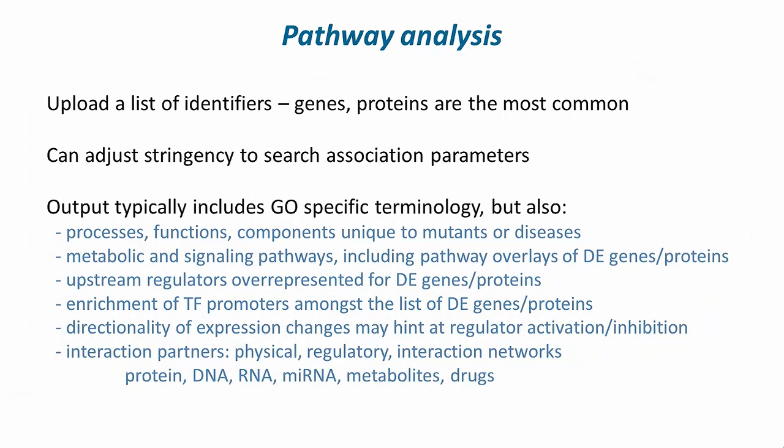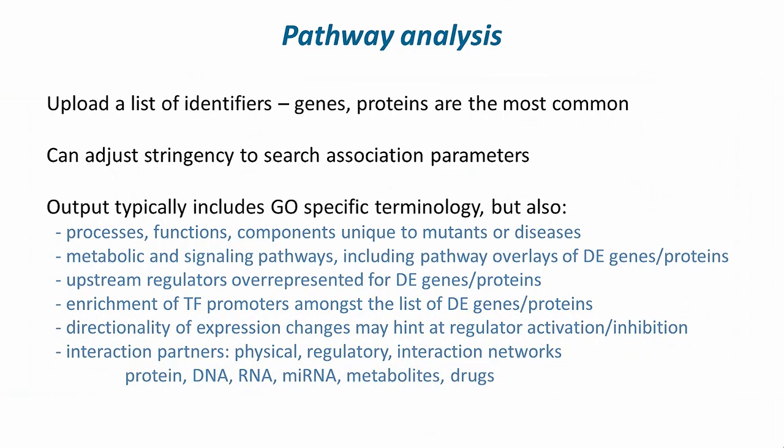Pathway analysis output typically includes gene ontology-specific enrichment, as you would obtain with gene ontology tools, but depending on the software and its range of search parameters, a number of additional categories might also be represented. This can include processes, functions, and components unique to mutants or diseases, metabolic and signaling pathways, including pathways overlaid and colored by the presence of differentially expressed genes or proteins, upstream regulators or enrichment of transcription factor promoters that may be predicted by or enriched within the data.